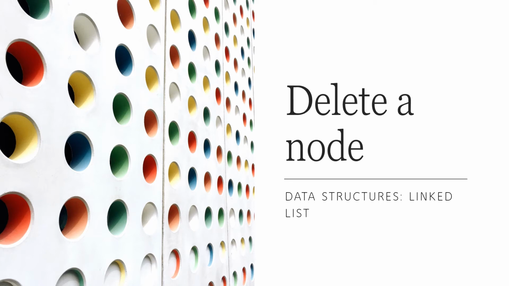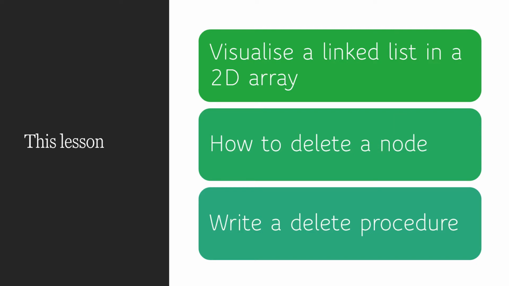Welcome back. In this lesson, you're going to look at deleting a node from a linked list. We'll visualize what that looks like, and then we'll write a Python procedure to do it. As before, we'll use a 2D array to set out the nodes of the linked list. We'll see how to use pointers to delete a node. It's very simple, and then we'll write a procedure.